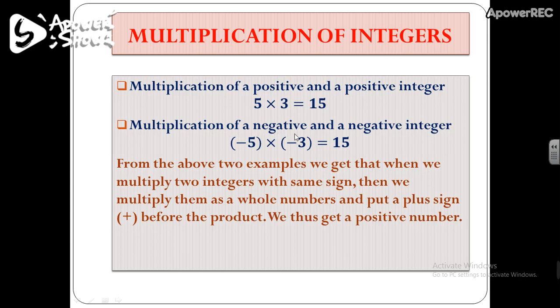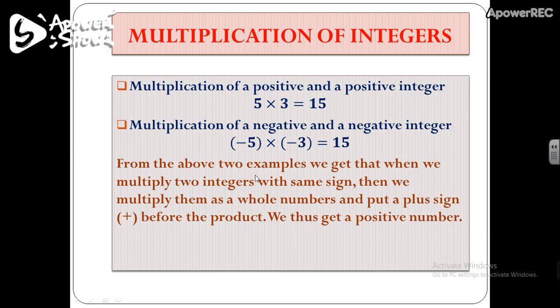Now multiplication of a negative number with another negative number. Here minus 5 multiplied by minus 3 equals 15. So in these two examples, either you multiply a positive integer with another positive integer or you multiply a negative integer with another negative integer, the result is always a positive integer.